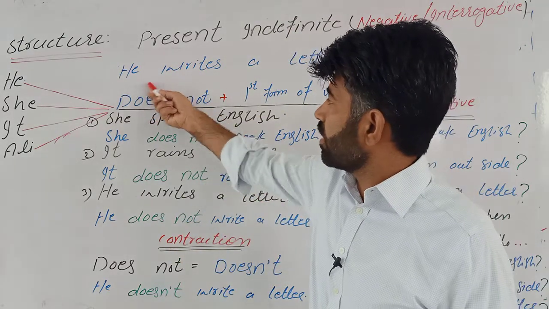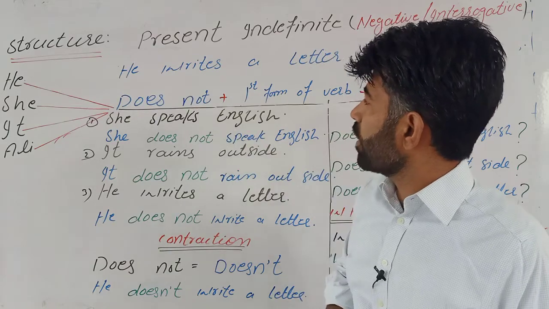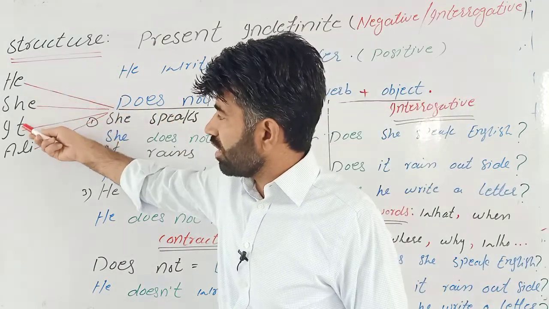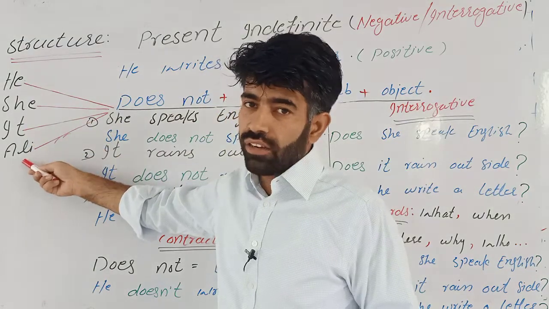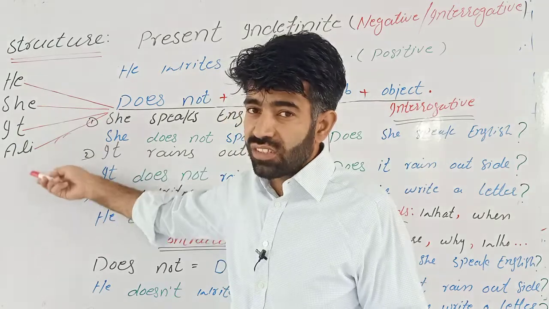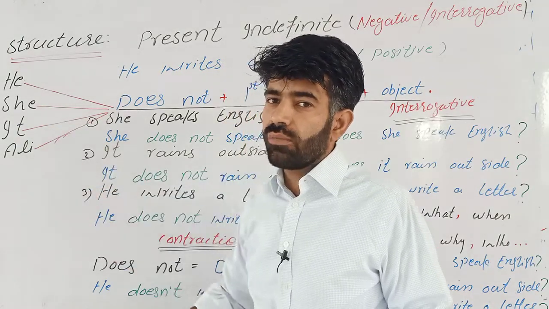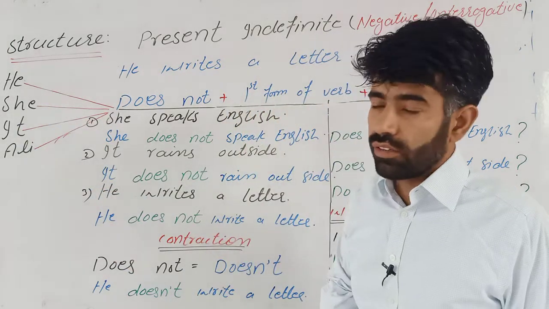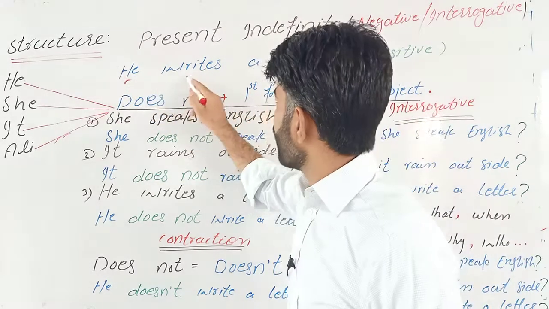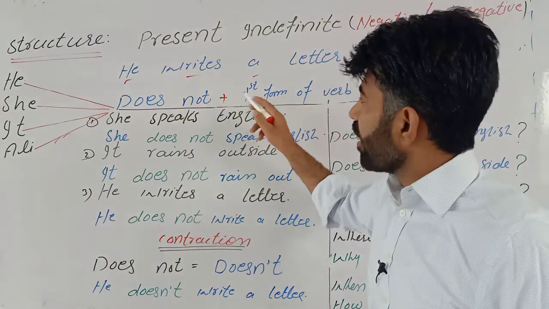This is the positive sentence of present indefinite tense, and as you know, this is with he, she, it, and a singular noun like Ali, a book, a teacher. We've decided to talk about these pronouns first, and then we will talk about the remaining pronouns. So this is a positive sentence. He writes a letter.